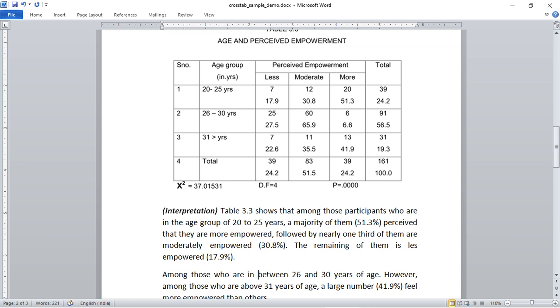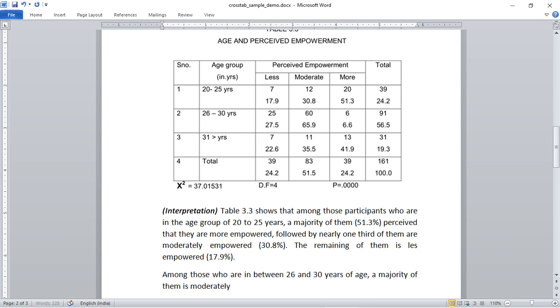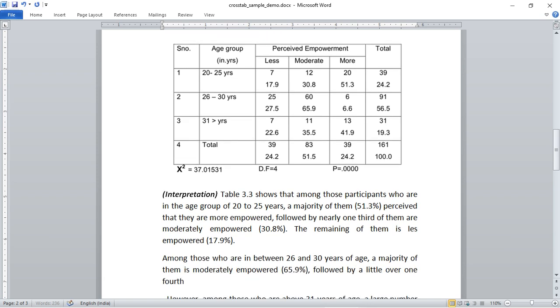Among those who are between 26 and 30 years of age, I'm splitting it. A majority is moderately empowered, 65.9%, followed by a little over one fourth, 27.5%, who felt less empowered. The remaining are more empowered, 6.6%.